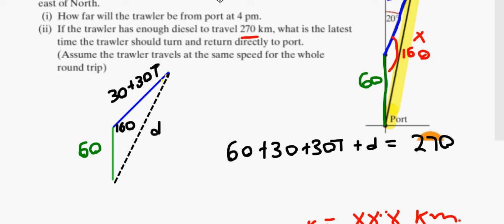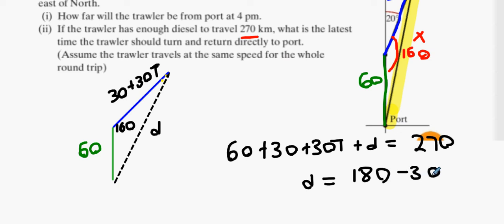We're on this. Is that how you did it, Chatty? I didn't get this part. So, what's D then? 60 plus 30 is 90. 270 take away 90 is 180. So D is 180 minus 30t, do you?